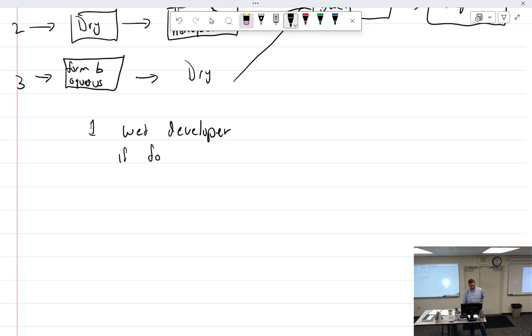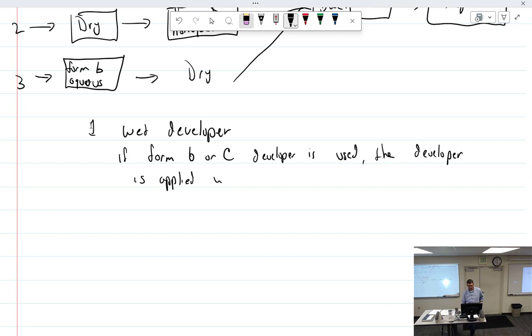So if form B or C developer is used, the developer is applied while the part is wet. It's applied while the part is still wet.